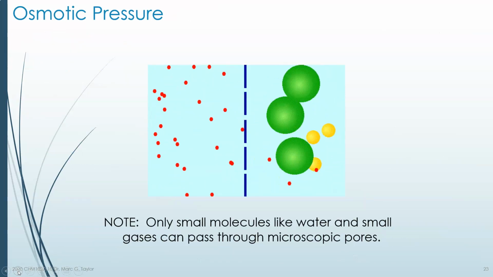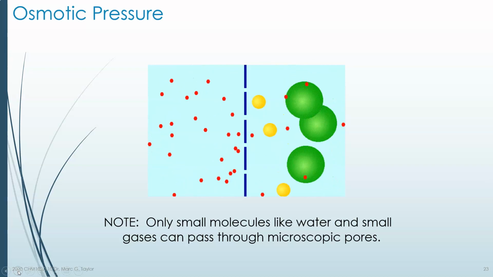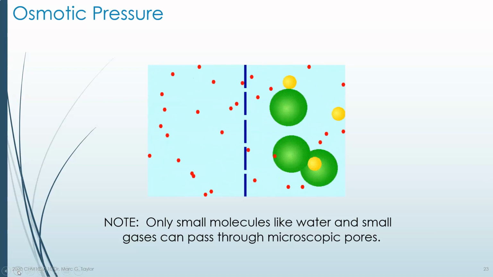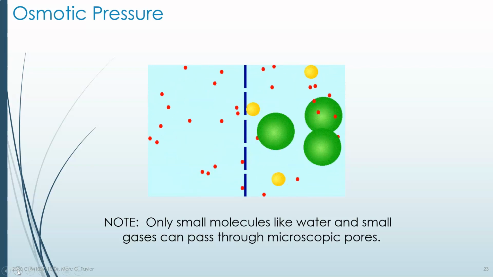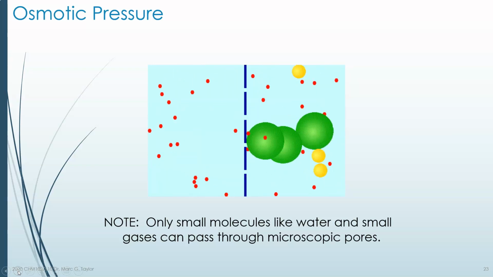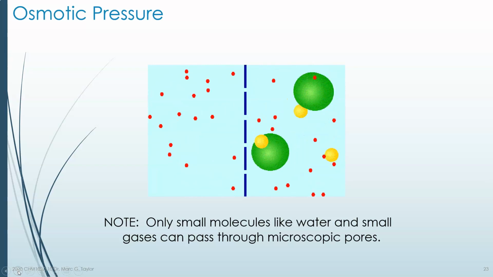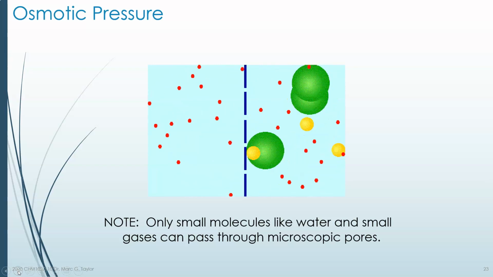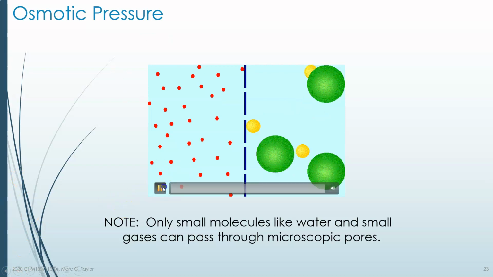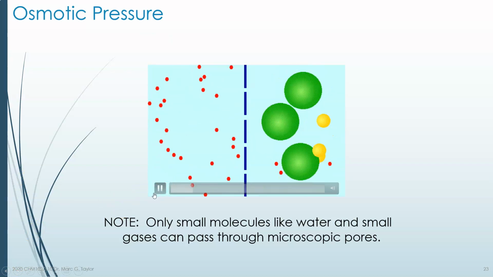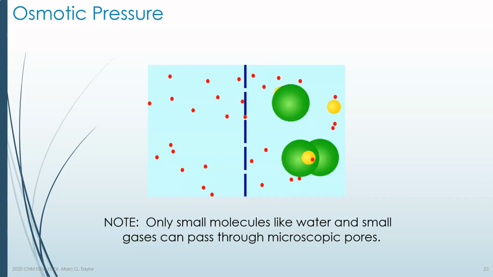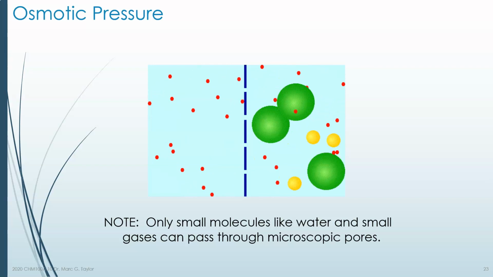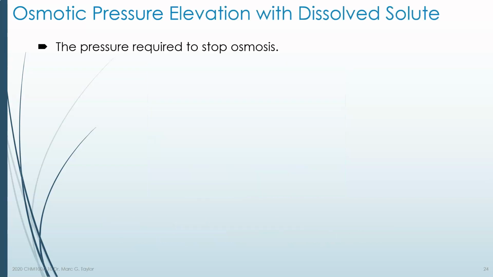Here's a little model of osmosis. You can think of the red particles as the small water particles that can go through these microscopic pores in our semi-permeable membrane. But larger molecules, shown in yellow and green, can't go through that membrane at all because they're just too large, or maybe they're charged and they can't make it through the membrane. But the water can go back and forth to try to dilute out the right side of this system.